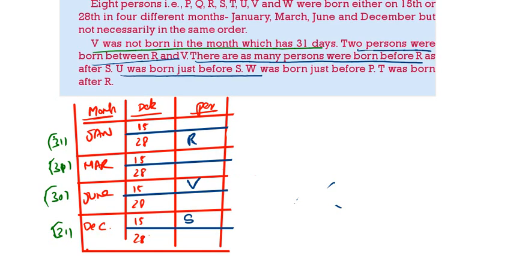Then U was born just before S. U will come here. W was born just before P. T was born after R. We are left with Q. So this is the total arrangement we have got. Now based on this we should answer the questions.